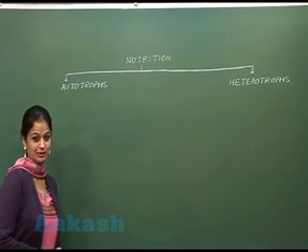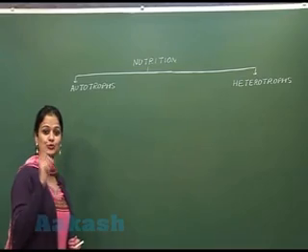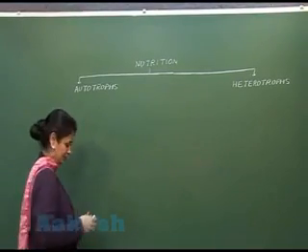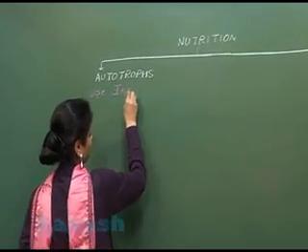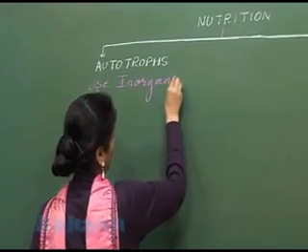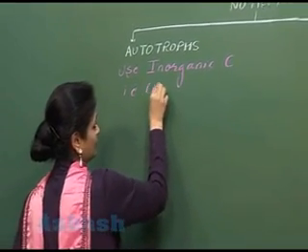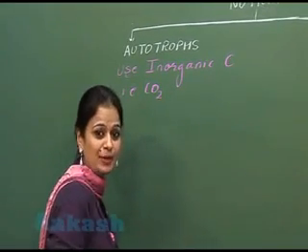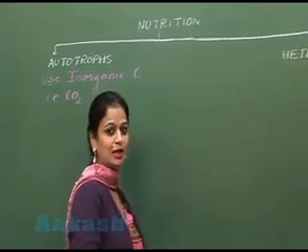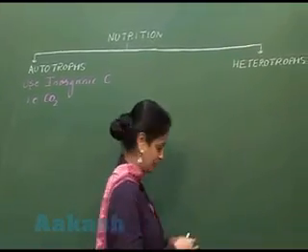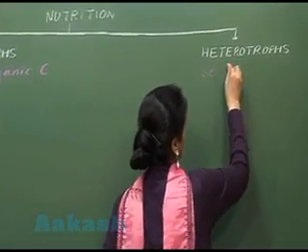utilized by the bacteria. Now the autotrophs, they have the ability to use inorganic carbon. Yes, they can use inorganic carbon compounds, that is carbon dioxide which is present in the environment. Now the heterotrophs, the ability to use inorganic carbon is absent, they can use only organic compounds.